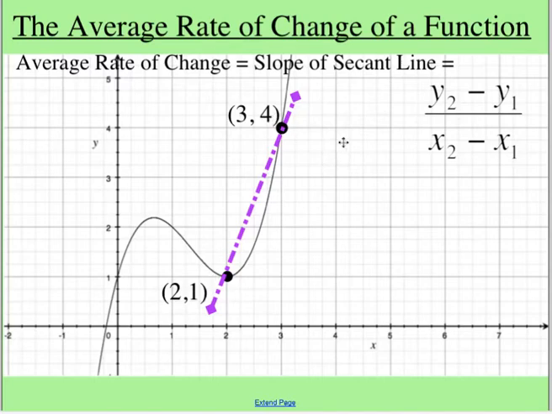So 4 minus 1 is going to be my change in y's. 3 minus 2 is my change in x's. Therefore, my slope is 3 over 1, or just 3. So the average rate of change of this cubic function between an x value of 2 and an x value of 3 is a slope of 3, the average rate of change.